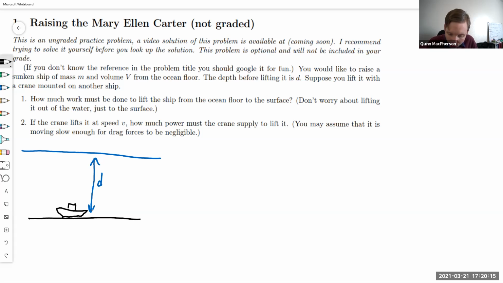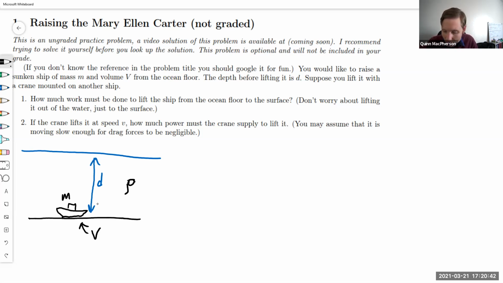We are going to assume the ship has a volume V, and the water has a density rho. We know what the density of water is. This is in the sea, so the density of water is about 1.03 grams per cubic centimeter. It's 0.03 because salt water is just a little more dense than fresh water. So the ship has a mass m and volume V. We need to lift it a distance d.